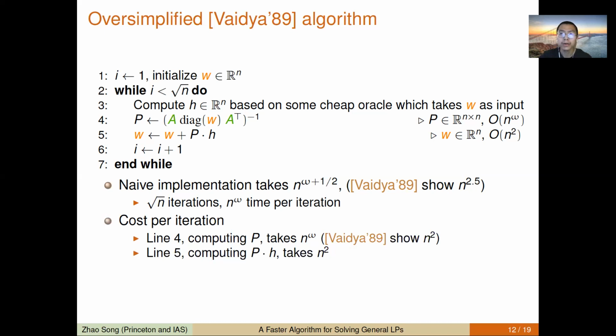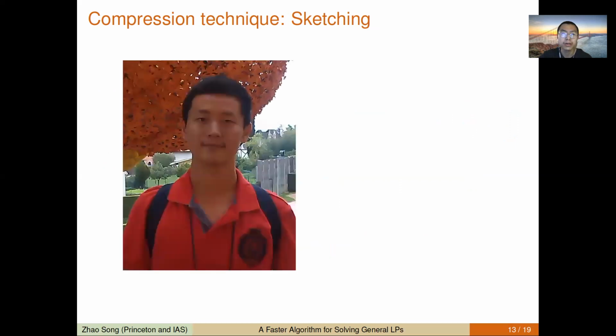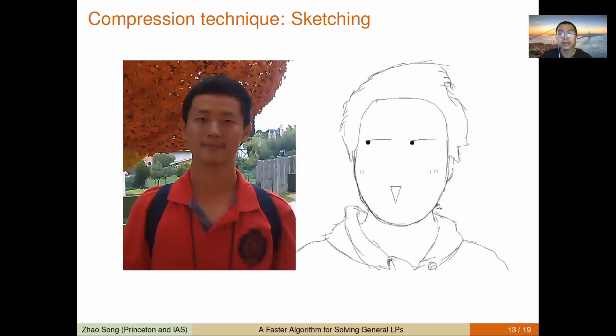The major technique we are using is something called compression. One compression technique is called sketching. I will give you an example here. If you Google sketching, usually the result looks like the following: you have someone's picture, and now you want to draw a sketch of this picture. Basically, you just keep the boundary of this picture, and you drop many details like color and background. However, if you look at the right-hand side picture, you can still tell who this person is.